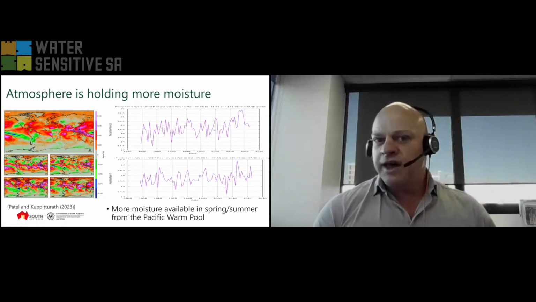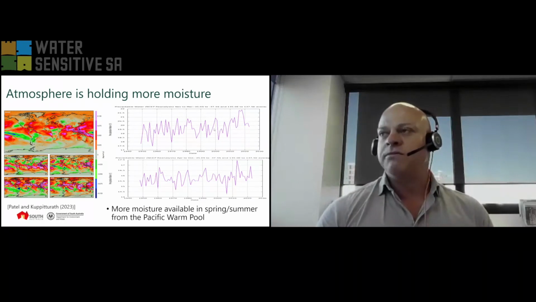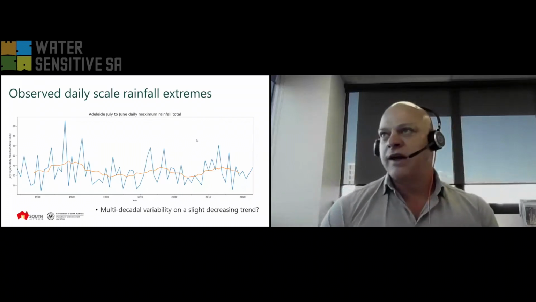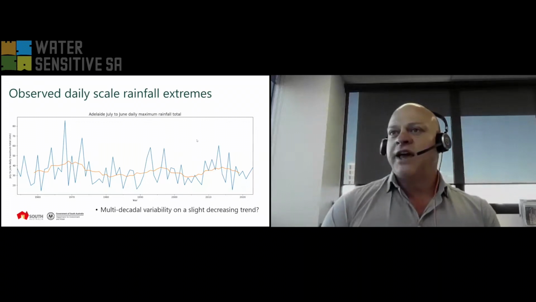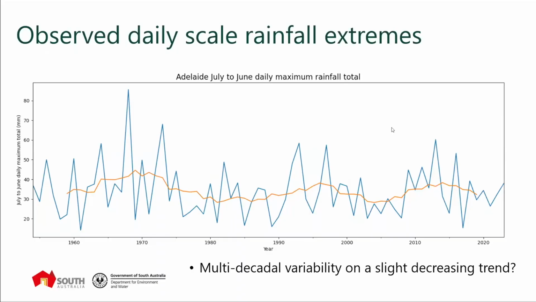So with all of that, you might suggest we might be seeing increasing rainfall extremes, with the increasing moisture over the Adelaide region supporting rainfall. Now, if you look at observed daily scale rainfall extremes for Adelaide, I've got Adelaide Airport observations: the annual daily maximum rainfall amount each year. So what's the highest daily rainfall total that's been recorded each year at Adelaide Airport? It's got a reasonable record back to the 50s. You do see some multi-decadal variability.